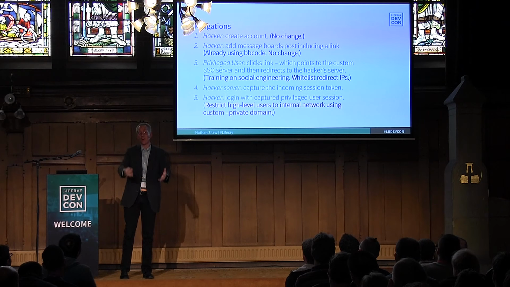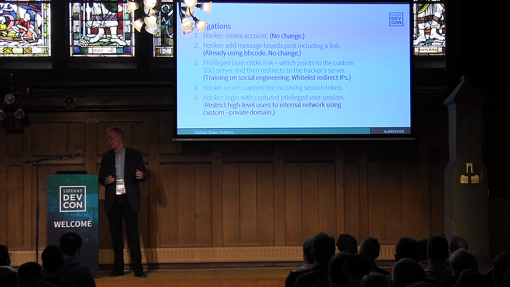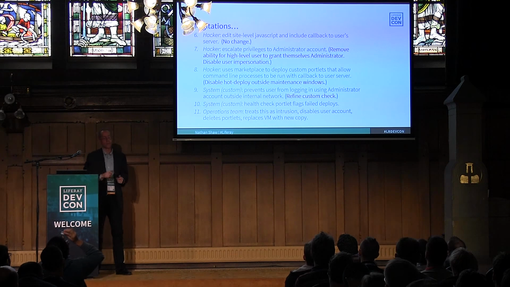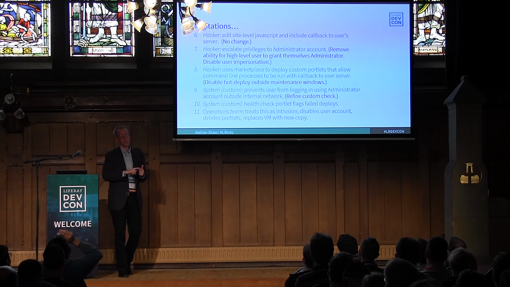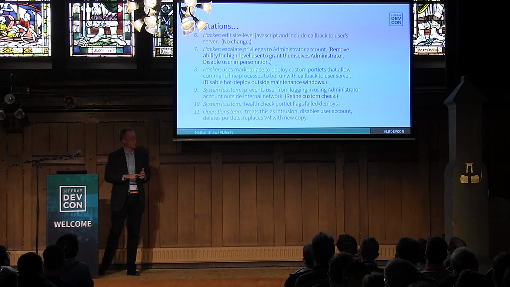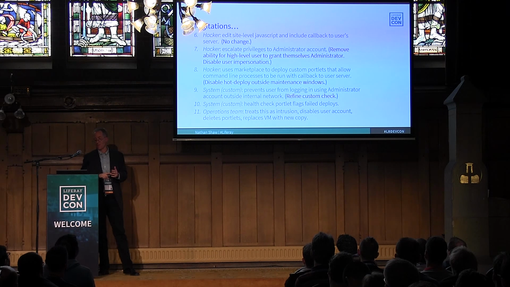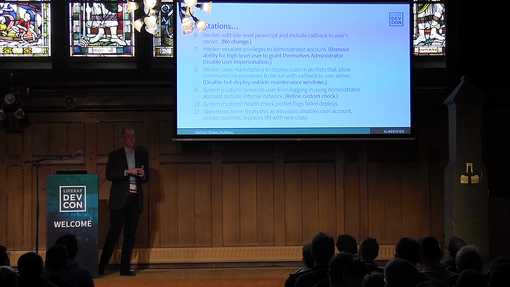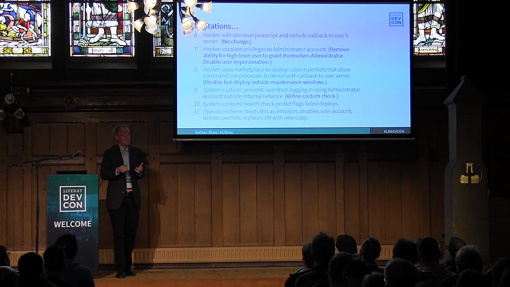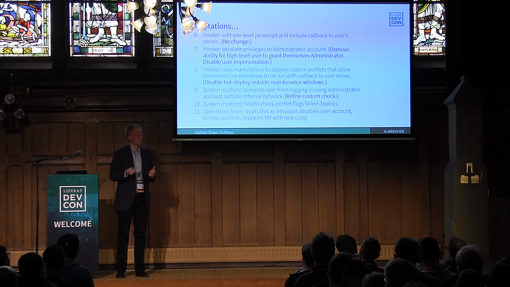You have to be inside the network to do certain stuff. And then a couple more. We turned off impersonation, which is on by default. We removed some more permissions about getting administrator access. And we disabled hot deploys outside maintenance, which I mentioned, by turning those permissions off. And we refined a few other permission checks. So we had a lot of mitigations. It could have been a lot worse for us, though.